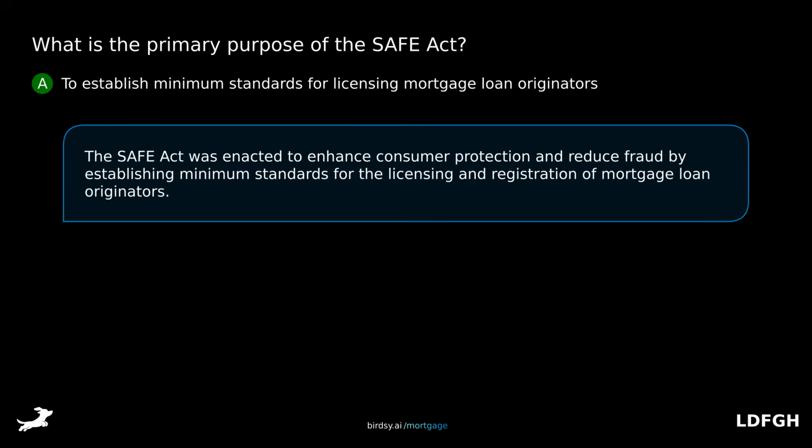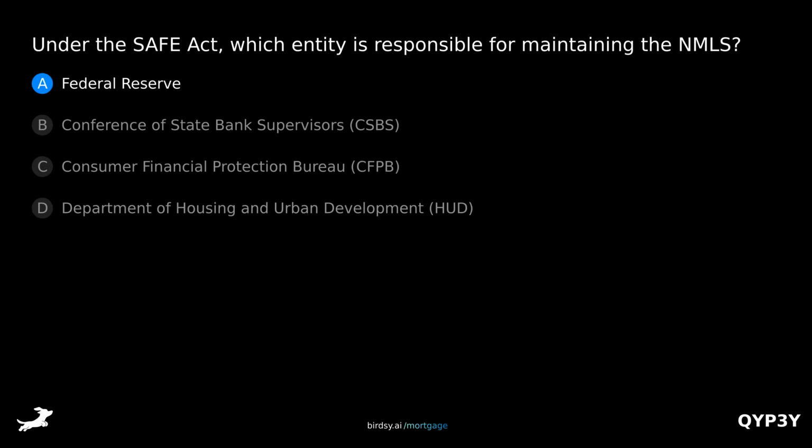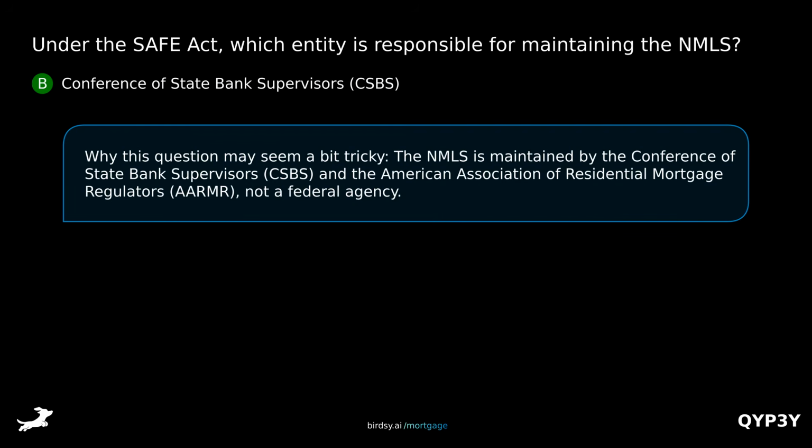The SAFE Act was enacted to enhance consumer protection and reduce fraud by establishing minimum standards for the licensing and registration of mortgage loan originators. Under the SAFE Act, which entity is responsible for maintaining the NMLS? Is it A. Federal Reserve, B. Conference of State Bank Supervisors, C. Consumer Financial Protection Bureau, or D. Department of Housing and Urban Development? The answer is B. Conference of State Bank Supervisors. Why this question may seem a bit tricky: the NMLS is maintained by the Conference of State Bank Supervisors and the American Association of Residential Mortgage Regulators, not a federal agency.